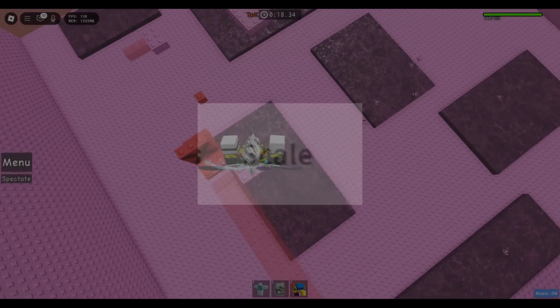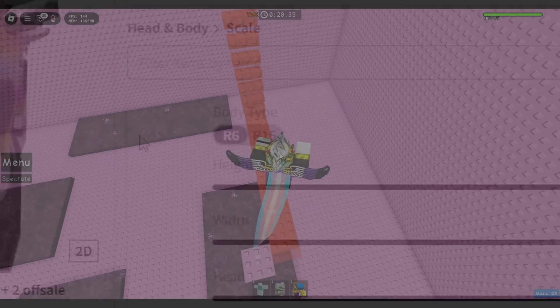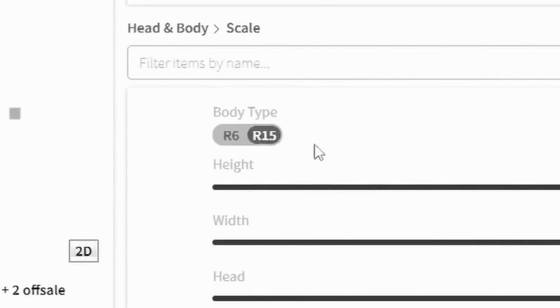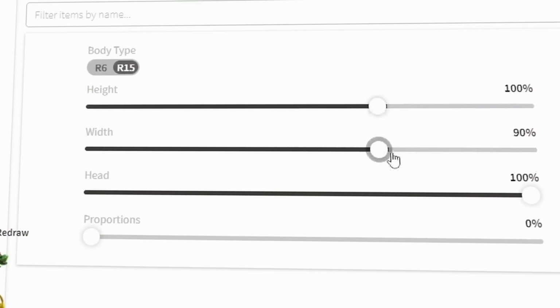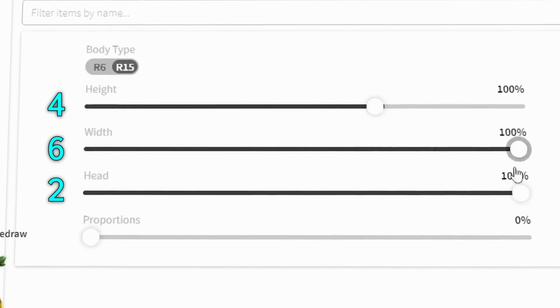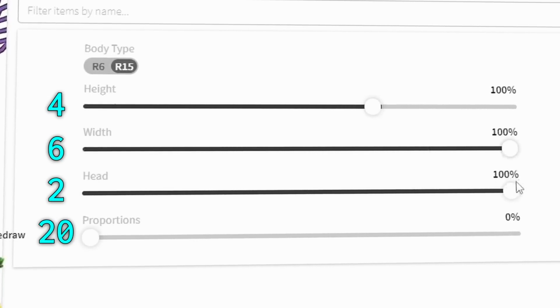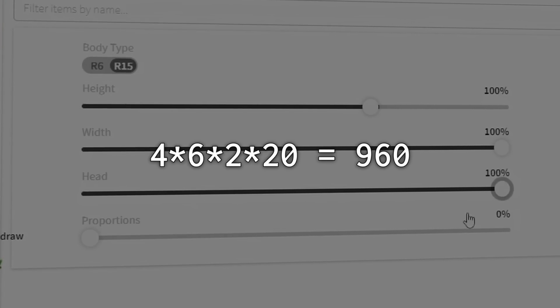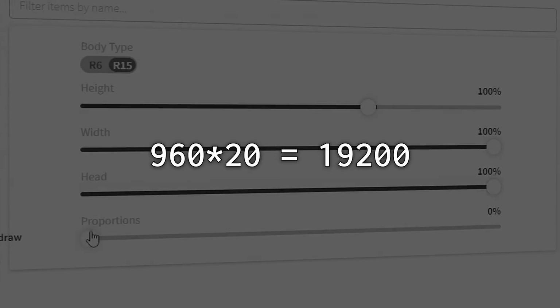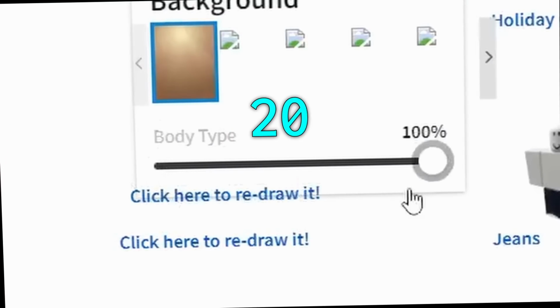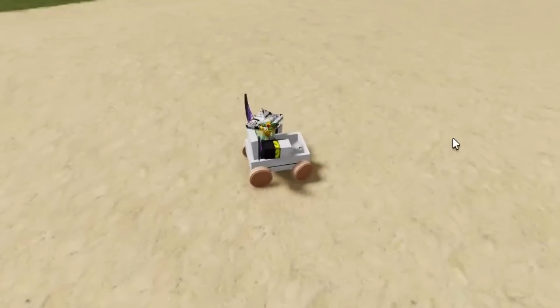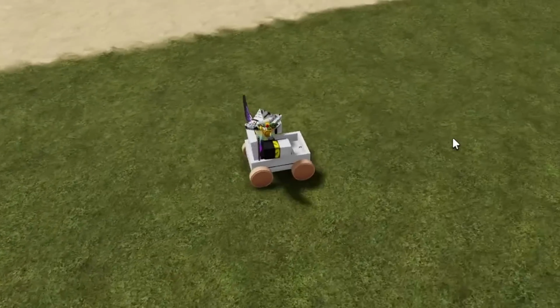First up, avatar scaling. On Roblox, if you want to have R15 enabled, you can scale your avatar in 4 separate ways, with each option having, in order, 4, 6, 2, and 20 options. So all we do is multiply these together for 960 total proportion options. Well, actually 19,200, as there's also a body type option with 20 more options. After this, we have faces and skin tones.